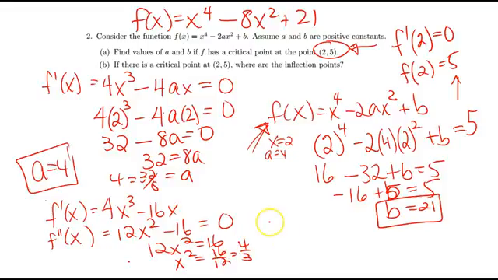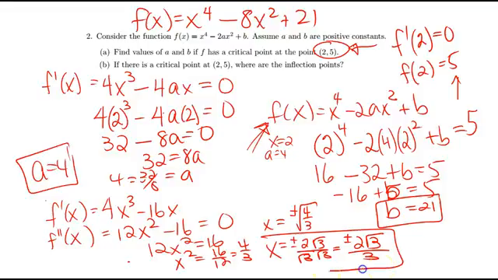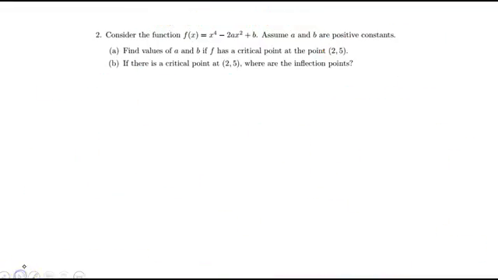If I take the square root, I get positive and negative square root of 4/3, which is positive and negative 2 over the square root of 3. I'm going to rationalize. So my points of inflection are positive and negative 2 square root of 3 over 3. Those are the points of inflection. Alright? Alright. Moving on to number 3.